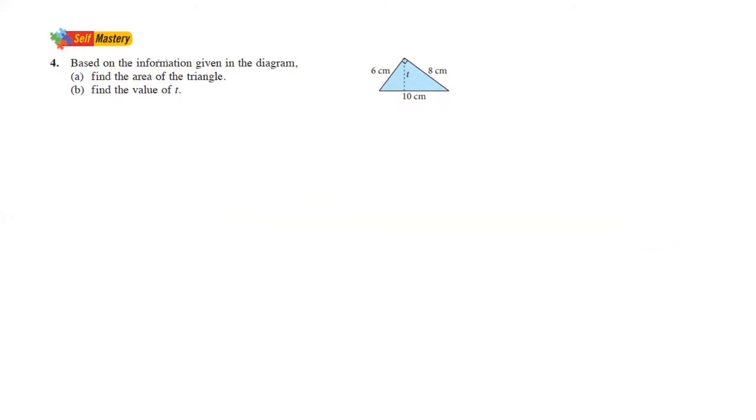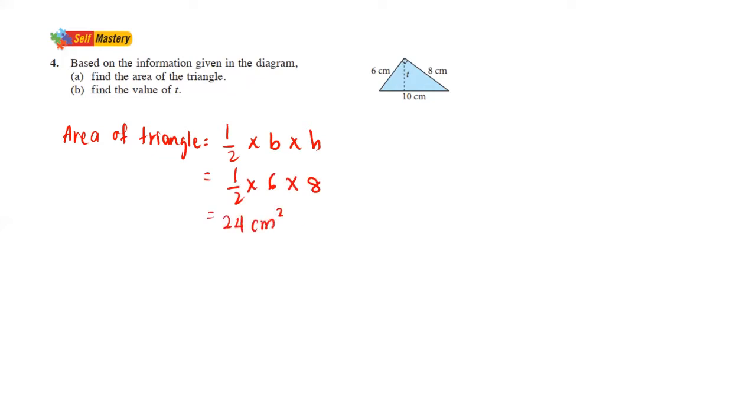Next, based on the information given in the diagram, find the area of the triangle. Okay, so the area of triangle uses the formula 1/2 times base times height. So the base here is 6 and the height is 8. So we get the area at 24 cm square.